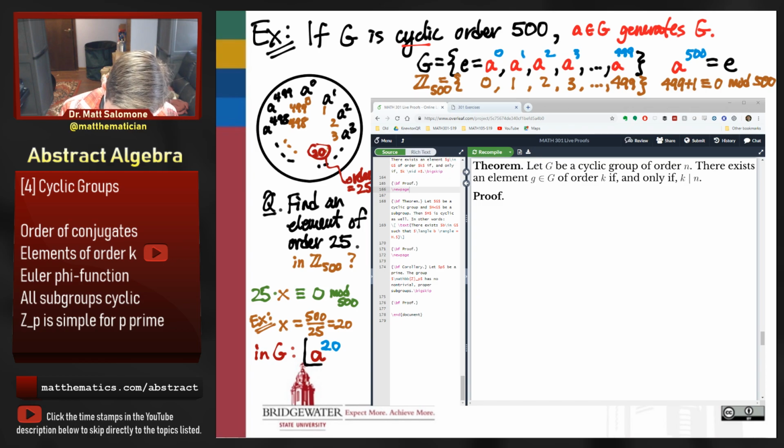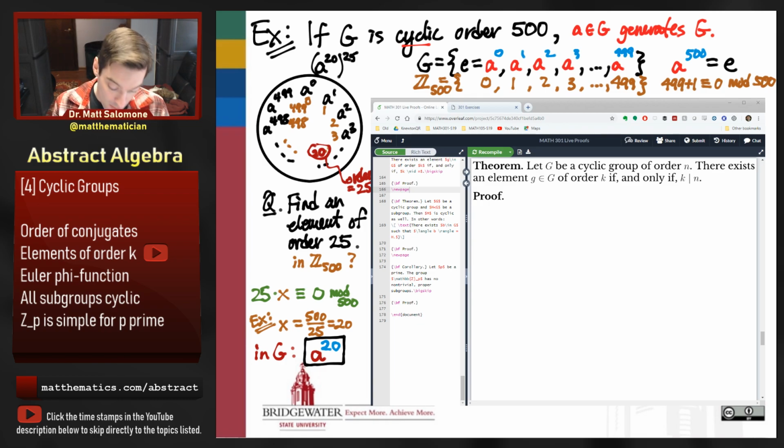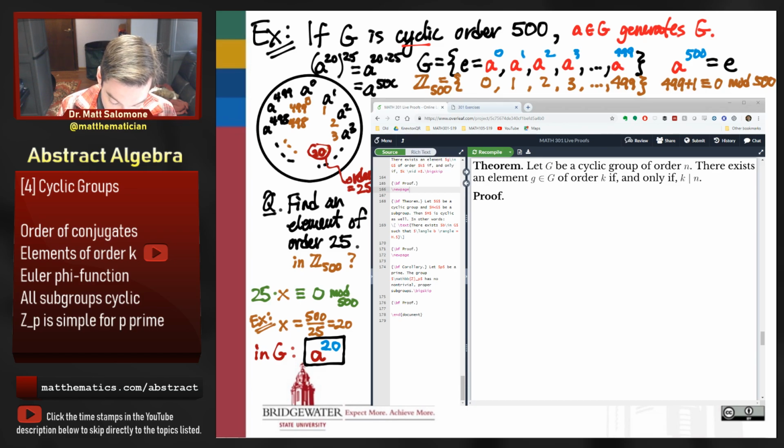And just to convince ourselves of that fact, let's verify that if I take A to the power 20 and I take its 25th power, what am I going to get? Well, the power of a power, just by general properties of exponents, we're going to multiply 20 times 25. But 20 times 25 is 500. And A to the power 500, by our assumption over here, A was the generator of this group, so its 500th power is equal to the identity.